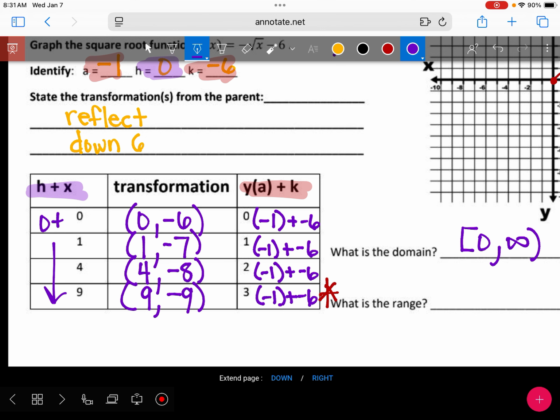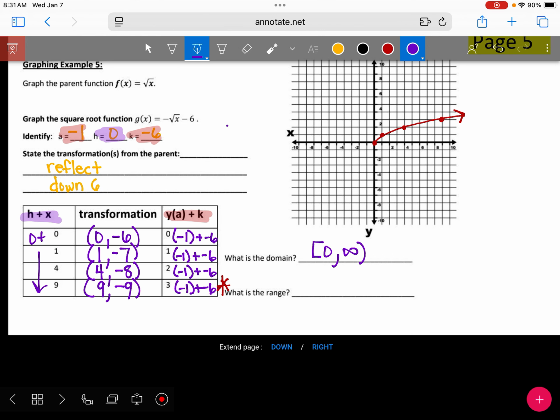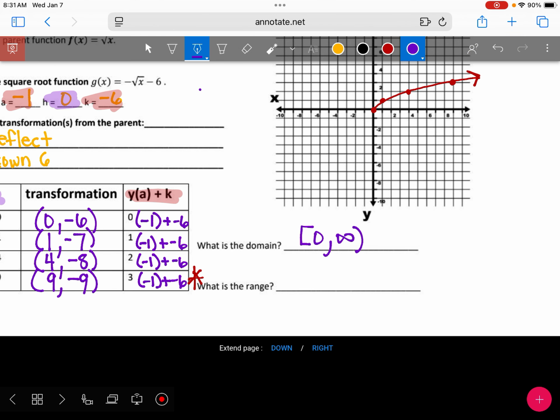All right, go ahead and graph your function, and this one should be upside down because it reflected. So 0, down 6, 1. See how my Y values are getting smaller now. This eyebrow is going down.